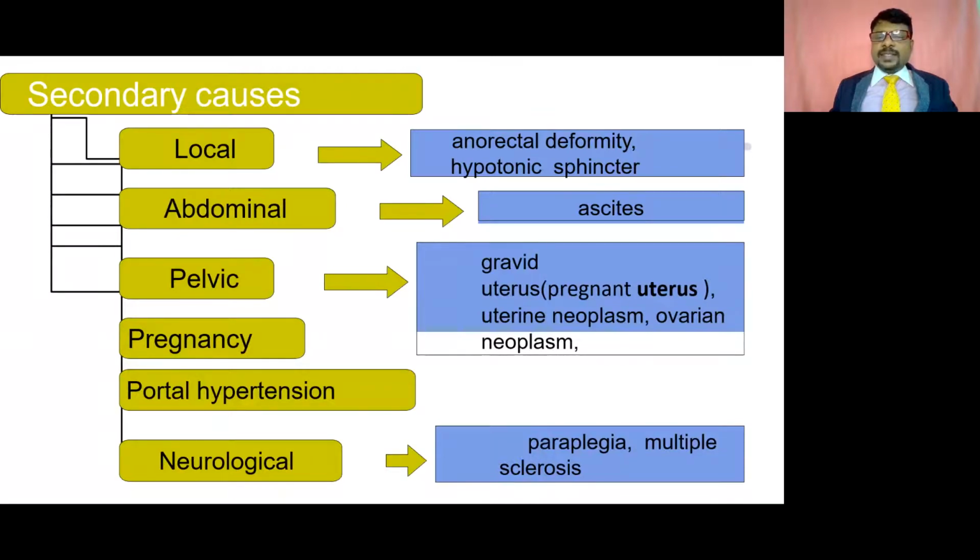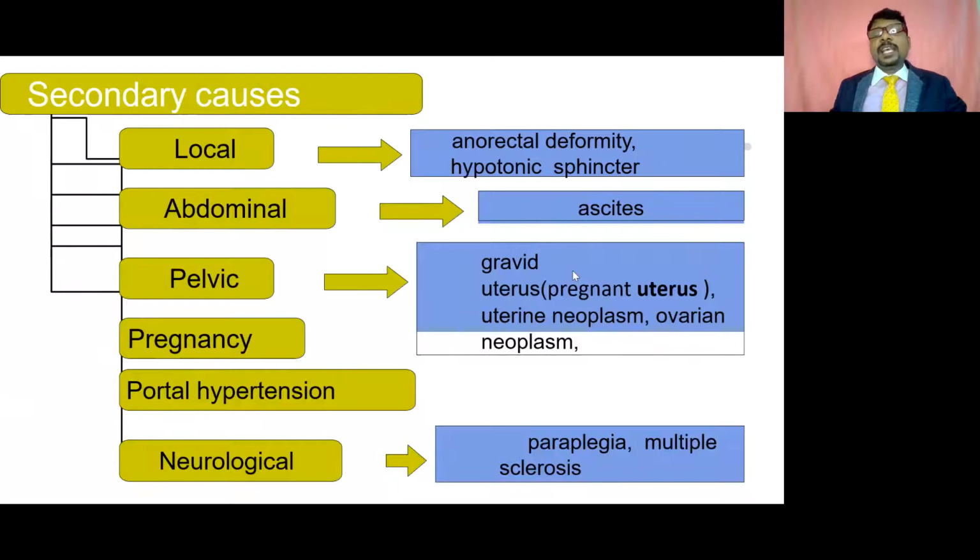So the secondary causative factors are especially local complications and also abdominal complications. Local complications, that is the regional ones, are anorectal deformities and hypotonic sphincter. So if there is any abnormality in the anus and rectum, there may be a chance to get hemorrhoid formations. And also in case of abdominal problems such as ascites, that is excessive accumulation of fluid in the abdominal cavity, there may be a chance to get secondary complications.